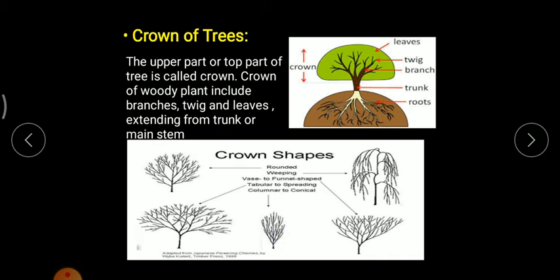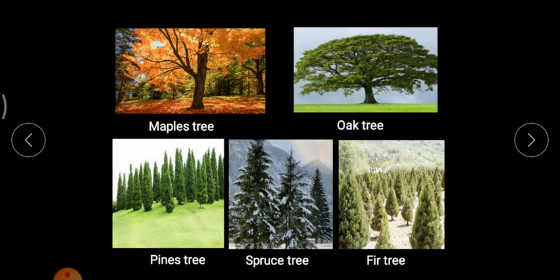As you might have noticed, in all these phenomena, shapes of a tree are different. So shapes of a tree are different mainly because of where they are located. So the location of a place determines the shape of a tree. As you can see in this picture, different shapes of a tree. This type of tree is known as maple tree, oak tree. This is pine tree, spruce tree, fir tree.